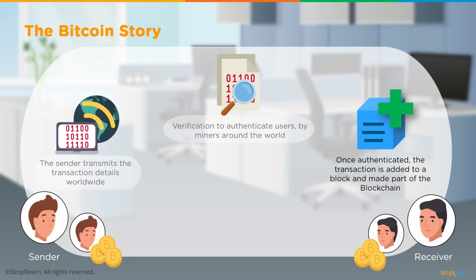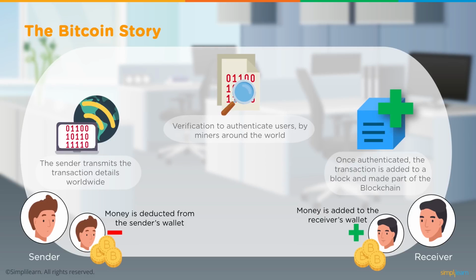So once the miner has authenticated the transaction and verified all the parameters, the transaction is added to a block, and then that block is made part of the main blockchain. Once the block is added to the blockchain, the transactions which were associated with the block get executed. Money is deducted from the sender's wallet and is added to the receiver's wallet.